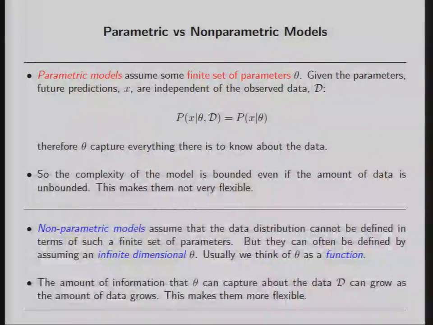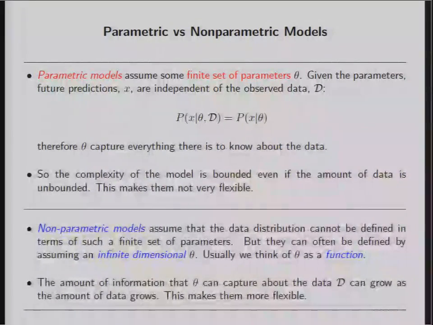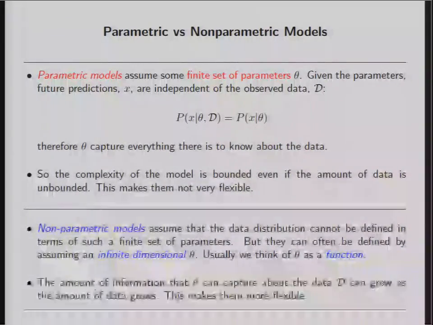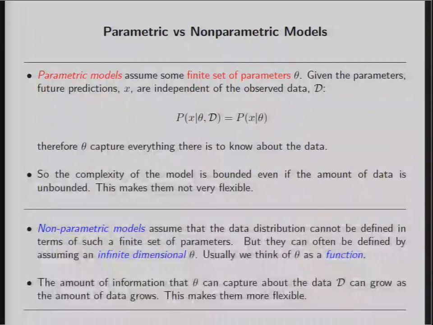Again, just to reinforce this kind of difference between parametric and non-parametric models. And I think I'll make an editorial comment at the end of this slide. Okay, so parametric models assume a finite set of parameters. In other words, if you want to make predictions given those parameters, the rest of your training data is irrelevant. That's what this conditional independence statement is saying: given the parameters, the training data can be dropped in terms of making predictions about X. Therefore, your parameters capture everything there is to know about the data.